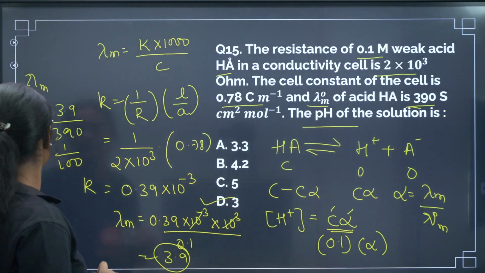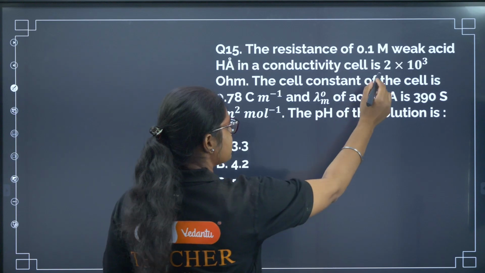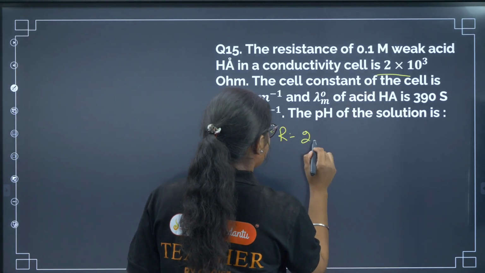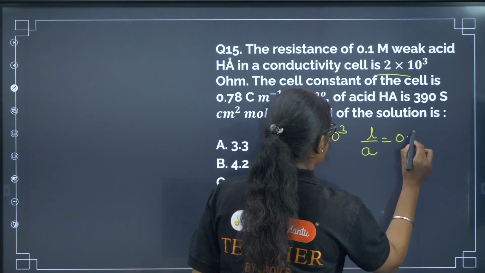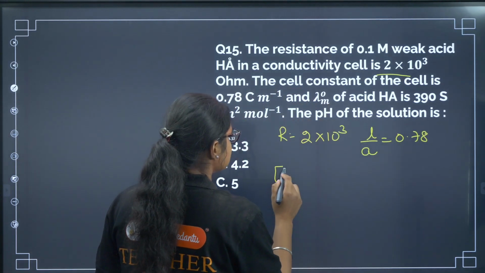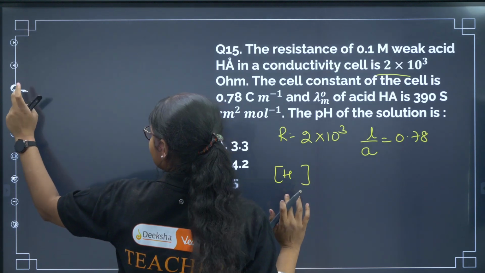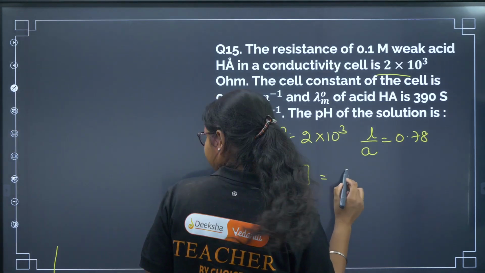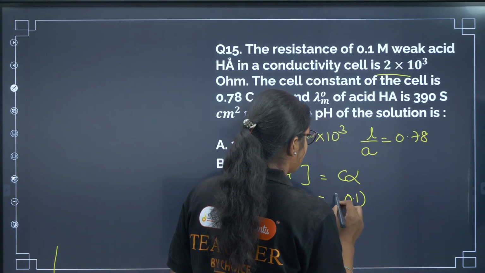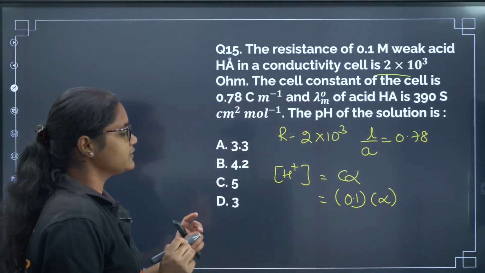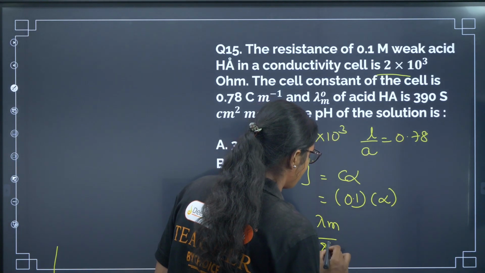Once again, we'll discuss this question, a little lengthy one. First, see what data are given. This is your resistance, that is 2 into 10 to the power of 3. Then you have the cell constant, that is 0.78. You have been asked for the concentration of H plus from the weak acid HA, and the concentration is C alpha. First of all, we need to find C, which is given as 0.1, and the alpha value. So first our task is to find the alpha value. What is the alpha formula? Lambda m by lambda naught m.